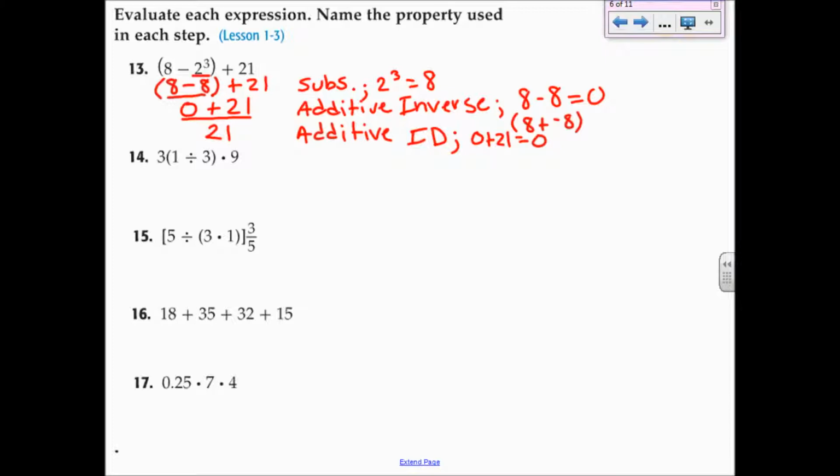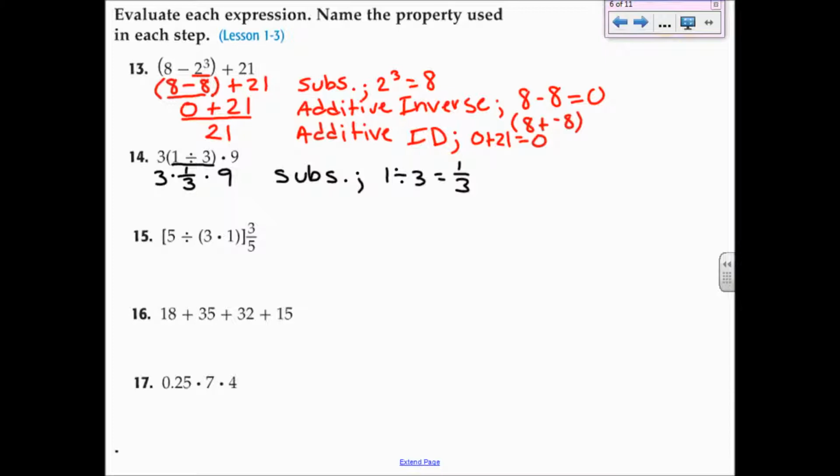Number 14. So the first thing I'm going to do is rewrite what 1 divided by 3 can look like. I'm going to write it as a fraction instead. So instead of having 1 division symbol 3, I'm going to write it as a fraction 1/3. And that again is substitution. If they are equivalent, I can put them in for each other. So 1 divided by 3 equals 1/3.